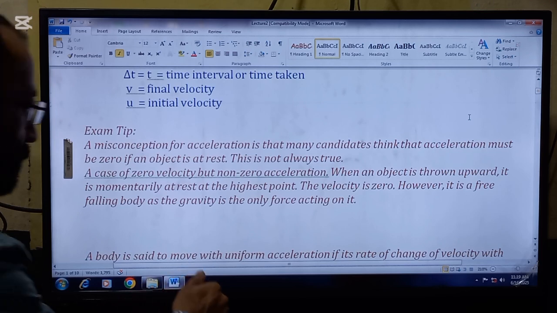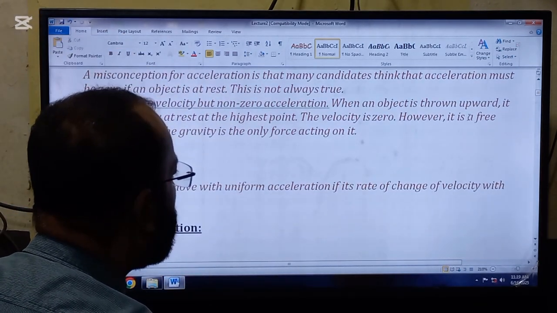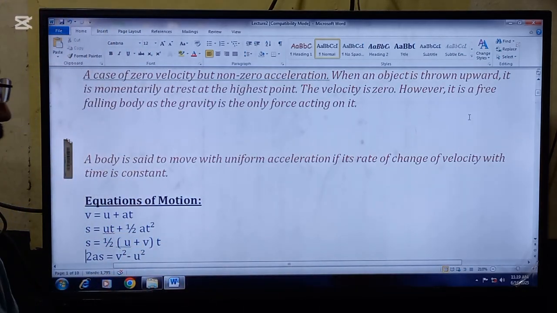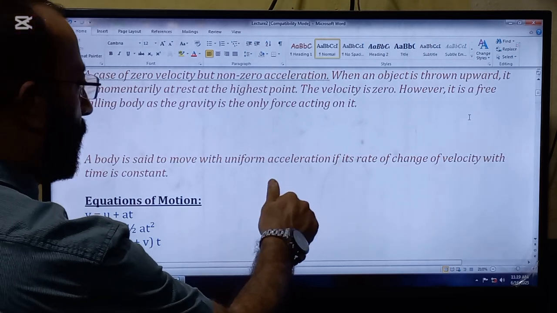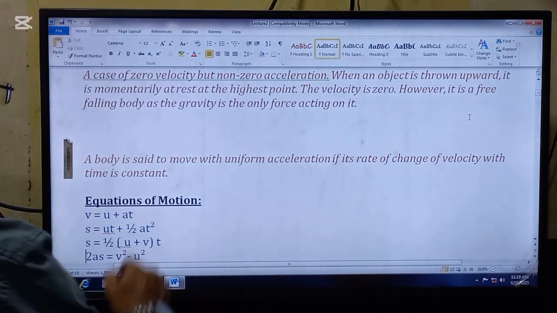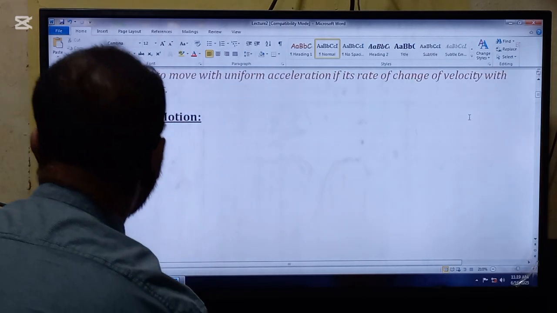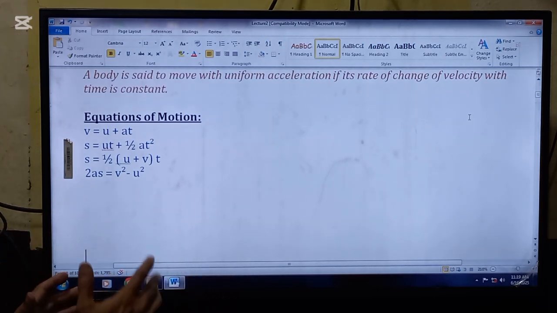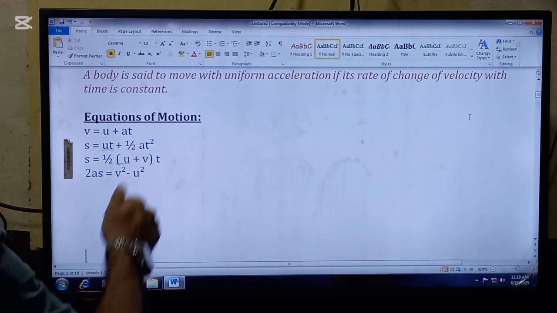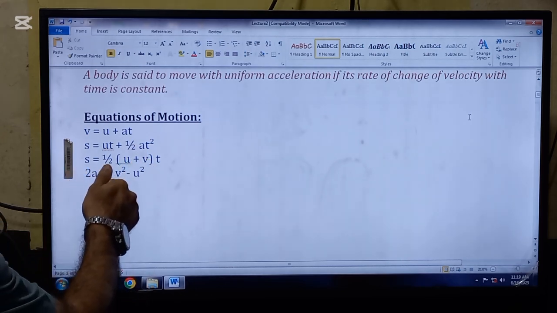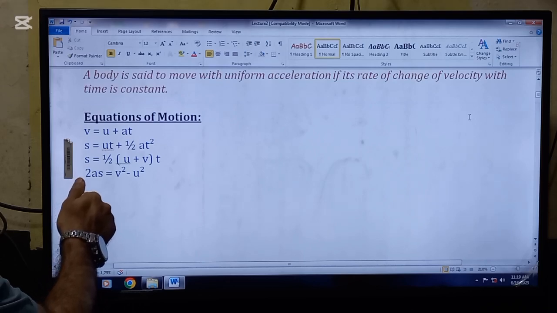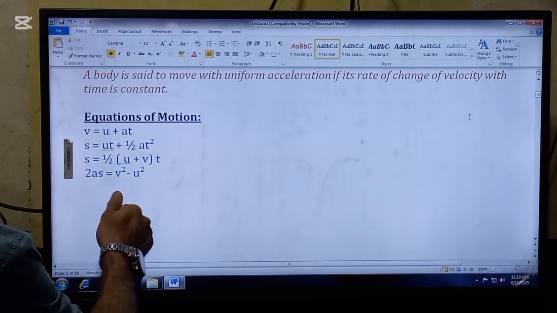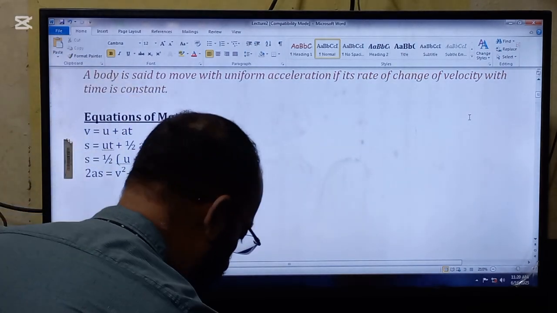A body is said to move with uniform acceleration if its rate of change of velocity with time is constant. So this is the definition of the uniform acceleration. Here are some equations that will be used in finding the acceleration and in solving the questions. The first equation is v = u + at. Second is s = ut + ½at². Third is s = (u + v)/2 × t. And the last one is 2as = v² − u².